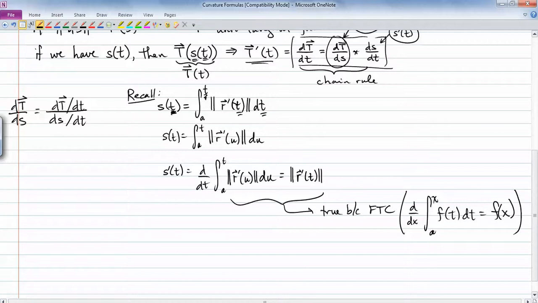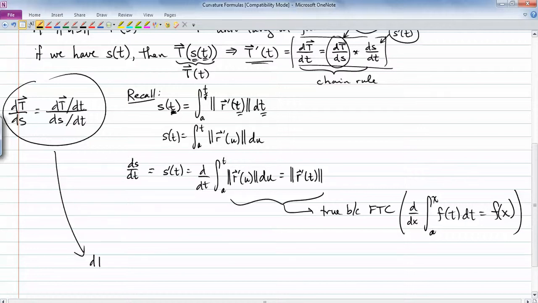So I can go back and tweak what I have up here, because s prime of t is really ds/dt. So now I can rewrite this: dT/ds equals dT/dt over the magnitude of r prime of t. Okay, well, the top is T prime of t.